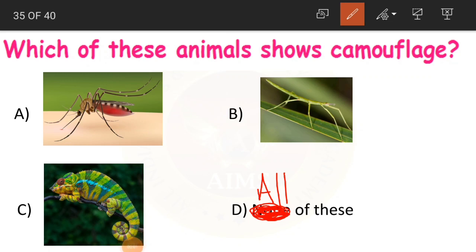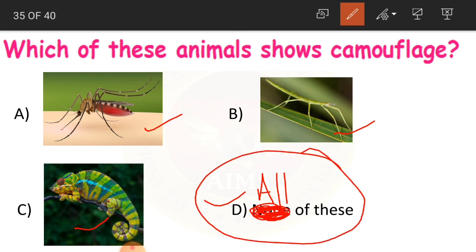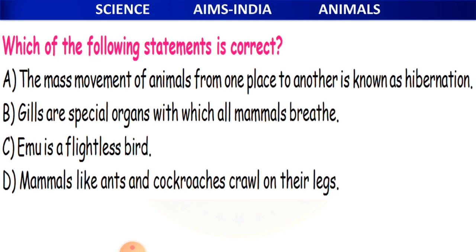Which of these animals shows camouflage, that is changing its color and shape according to the surroundings? Either you have a mosquito, a stick insect, children. It looks like a grasshopper also. This is a chameleon. All these three have this feature. So that is why D is the correct option. D is the correct answer. Clear? Now the next question.